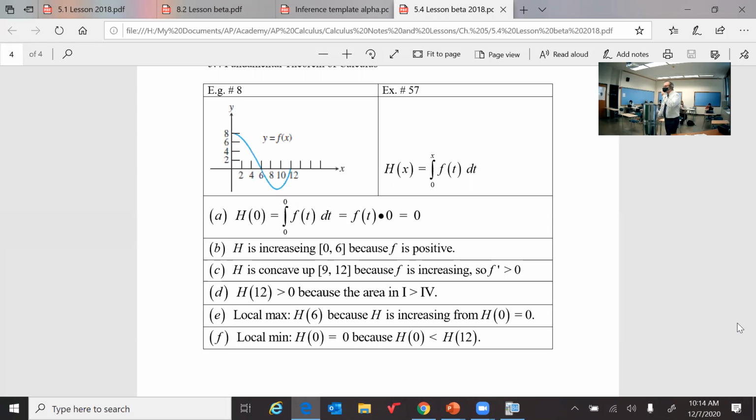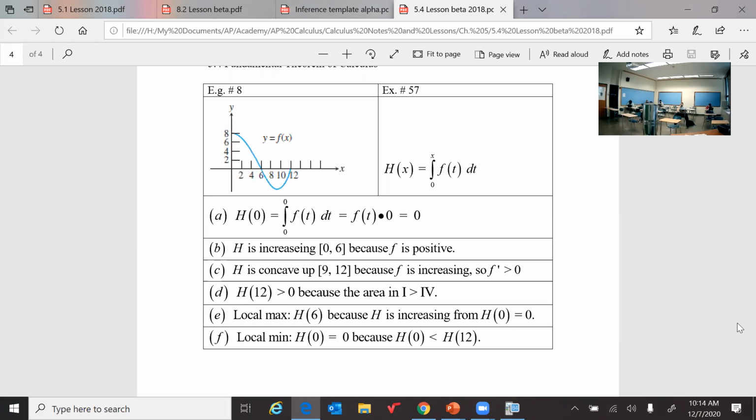So for C, the answer is between 9 and 12, H, the parent graph, is concave up. Why? Because this derivative is going up, which means the second derivative would be positive, above the x-axis, and that would confirm that the parent graph is concave up. You see how easily you get lost and mixed up? You get a picture of the first derivative, and they ask you something about the second derivative, or about the parent graph based on the second derivative.